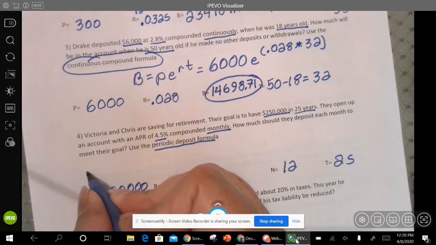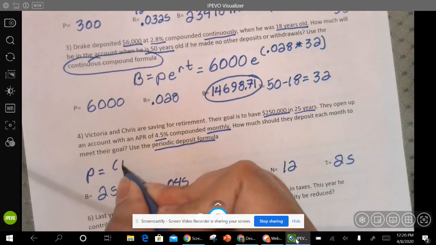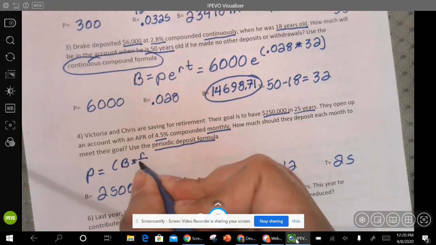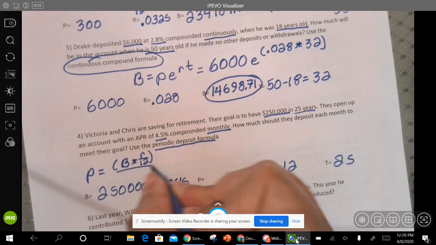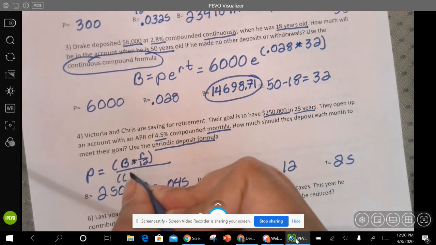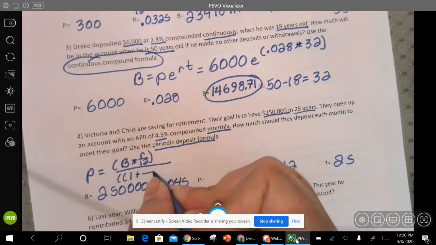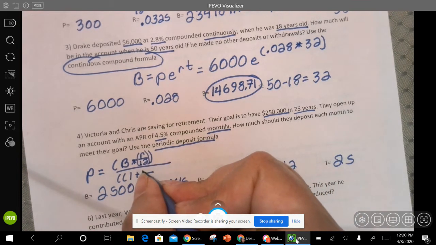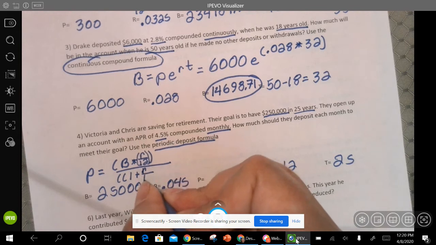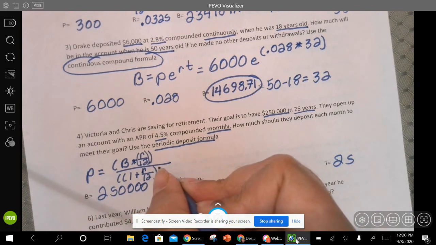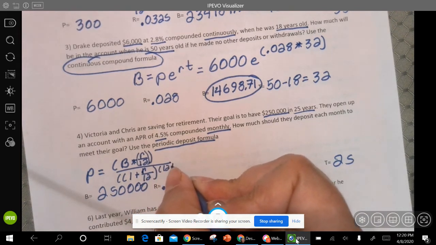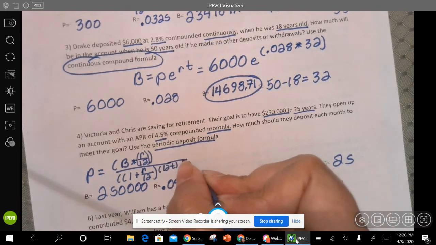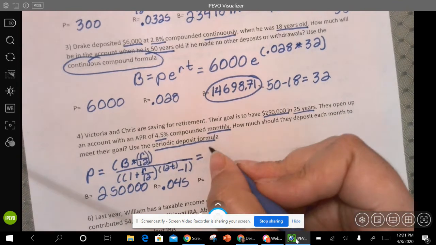That one, everybody remember, is the balance times the rate divided by 12, all over 1 plus the rate divided by 12. You have to do parentheses around these, everybody. So the rate divided by 12, raised to 12 times the time, minus 1. Okay, so we're just going to put that all in.